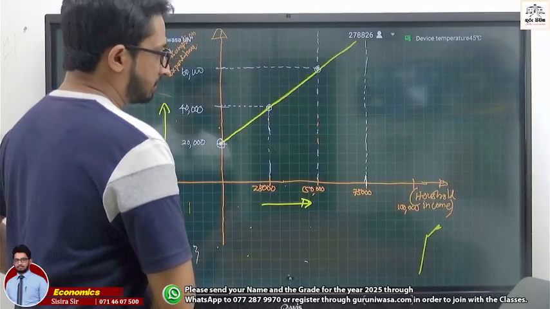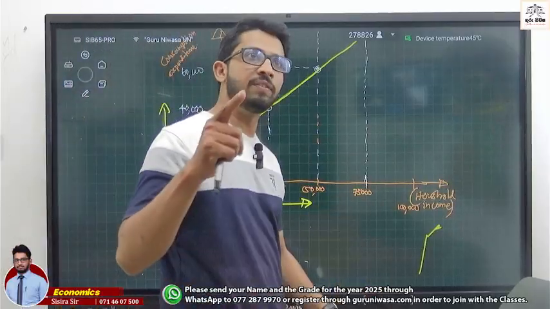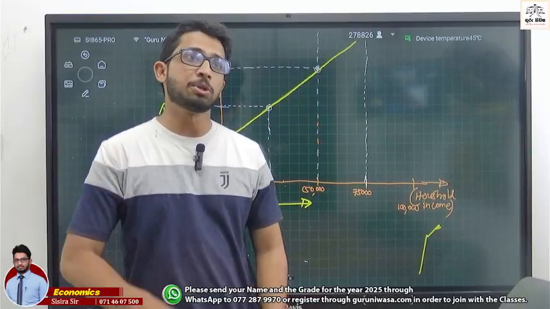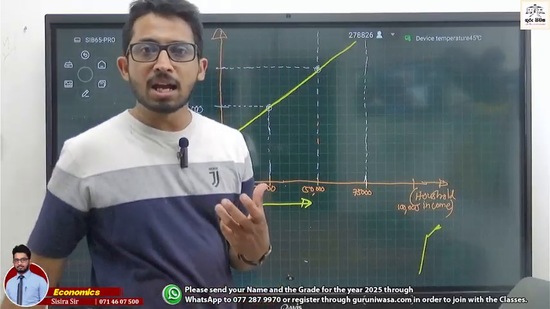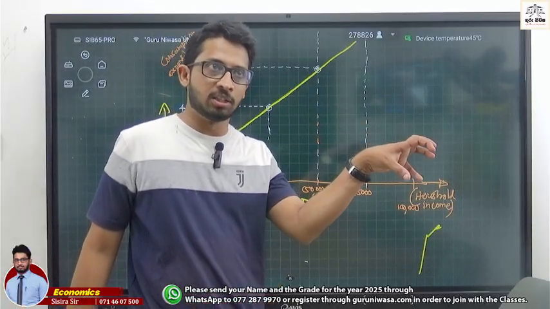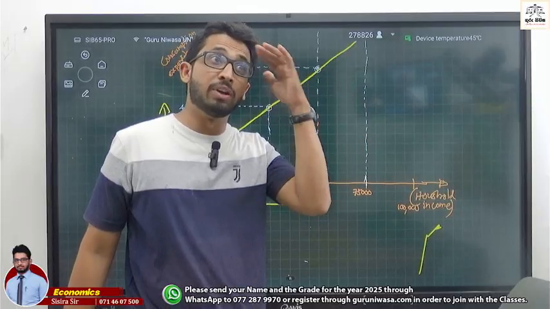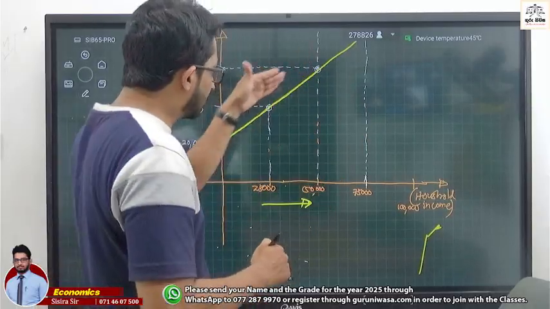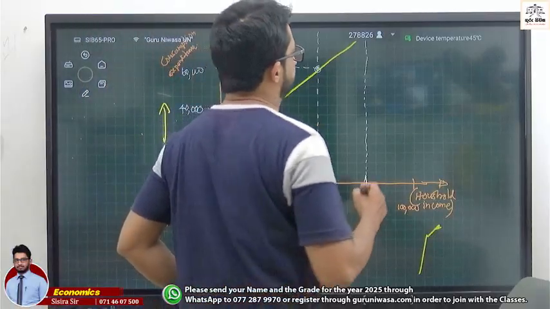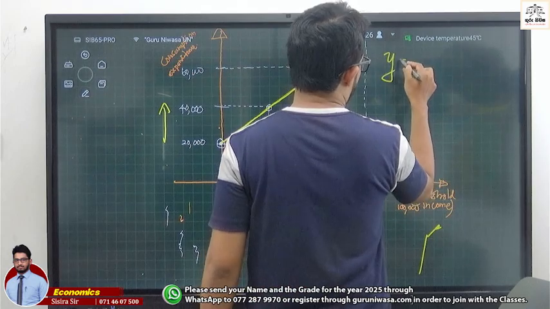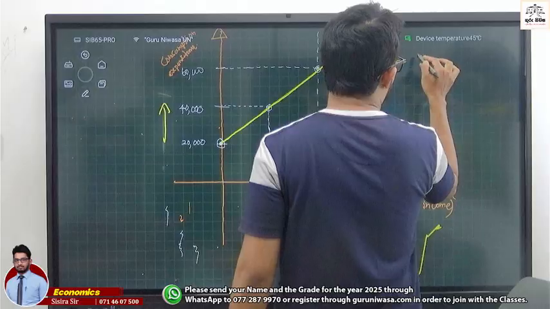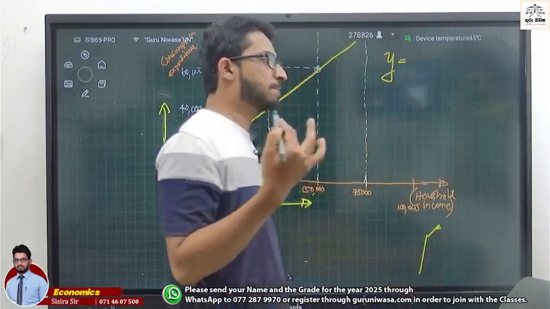What is the second one? Derive the consumption equation. What is the standard form of a linear equation? This is a linear curve. What is the equation? Y equals mx plus or minus c.